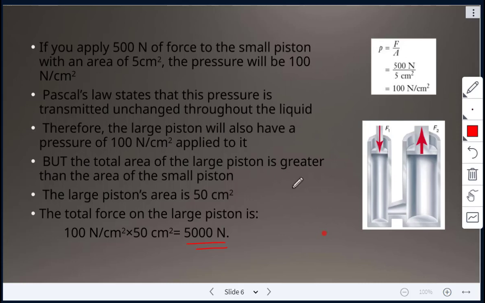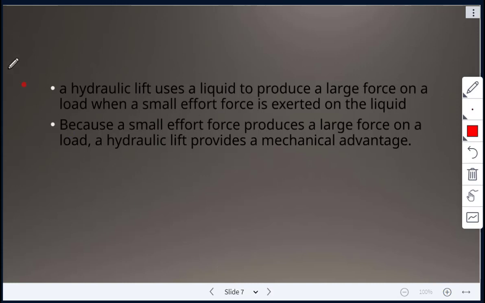All right, compare that to pressing down with 500 newtons of force on a small piston. So pressing down 500 newtons, we have a pressure of 100 newtons per centimeter squared throughout the system, and that will push up with an upward force of 5,000 newtons. All right, so a hydraulic lift uses a liquid to produce a large force on a load when a small effort force is exerted on the liquid. So that's what we saw in that example.